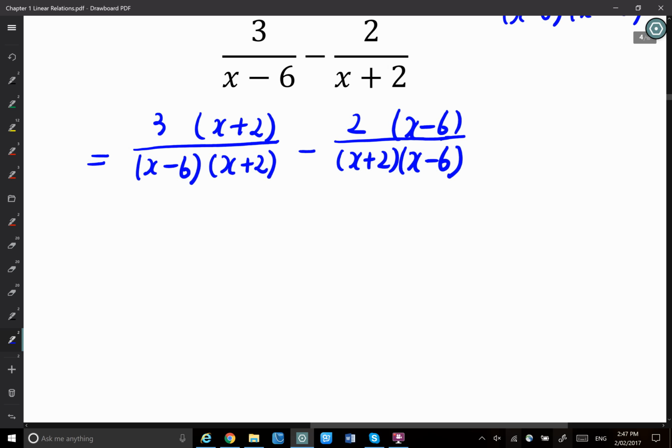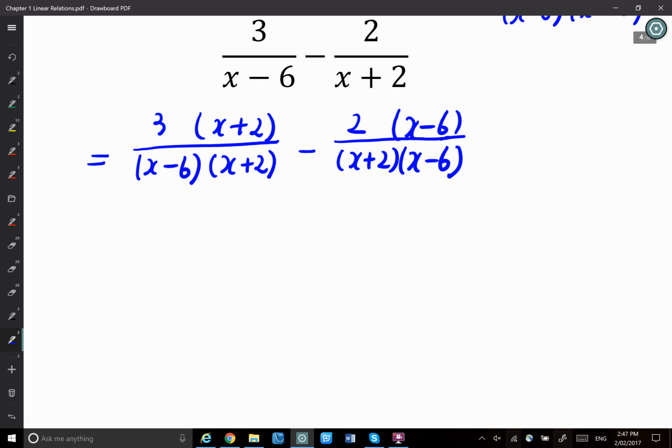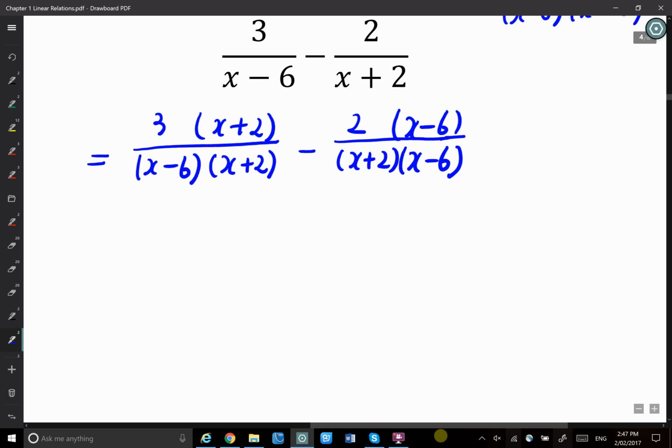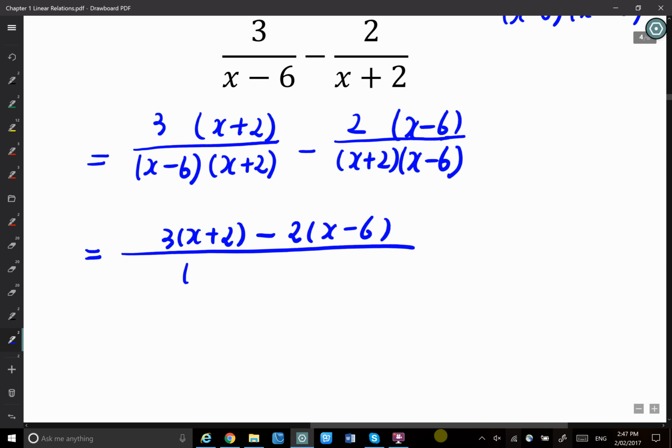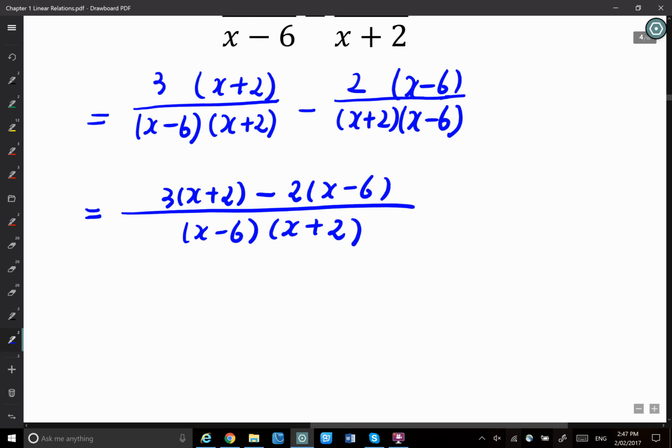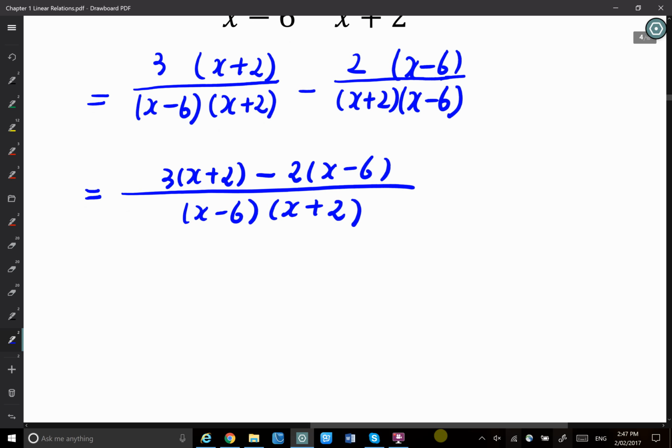Okay, remember, before you open the bracket, try to combine the numerator together. Write that as the whole fraction. It will reduce the possibility that you can make mistake. So we will have 3 times x plus 2 minus 2 times x minus 6 over x minus 6 and x plus 2. Okay, keep the same denominator and you subtract the numerator.